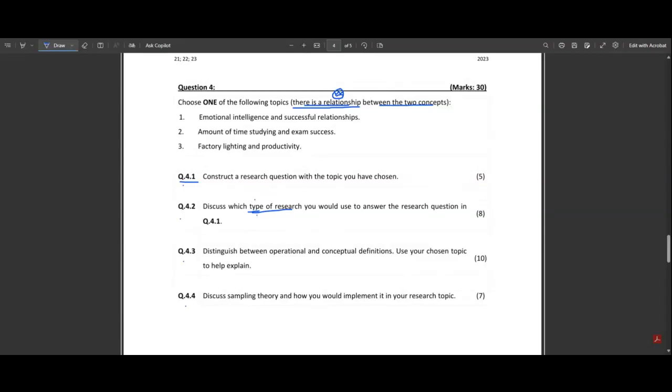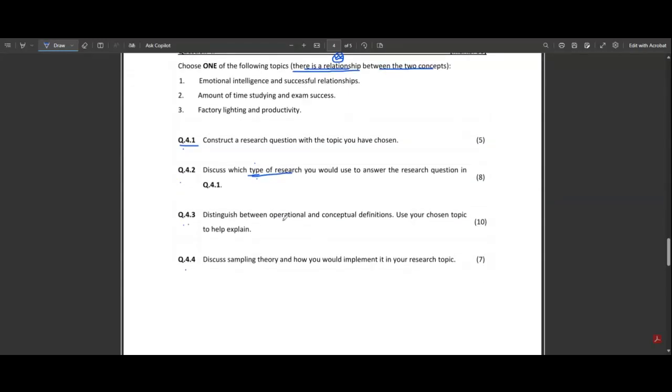When they ask you for approach, it is quantitative, qualitative, or mixed methods. When they ask you for type, it is correlational, explanatory, exploratory, or descriptive. Straight out of your textbook. And from both assignments, if I remember, you have to do things like that.